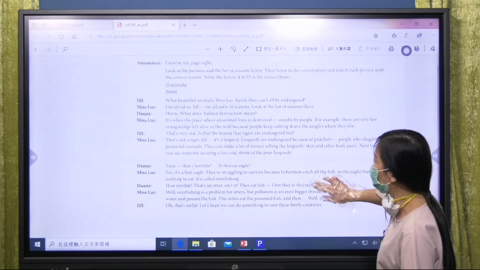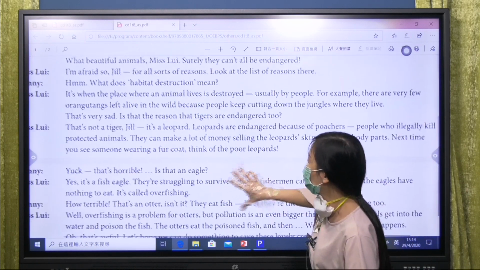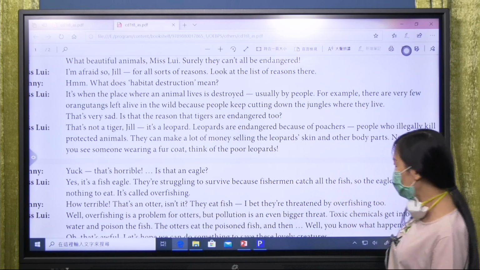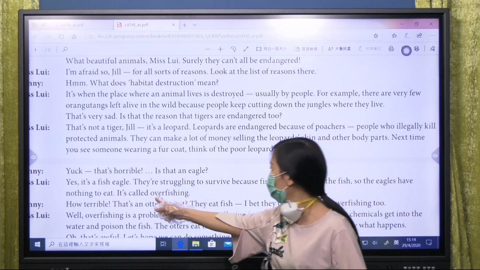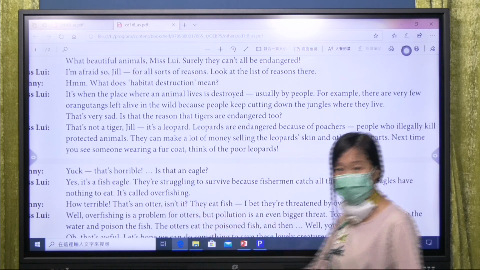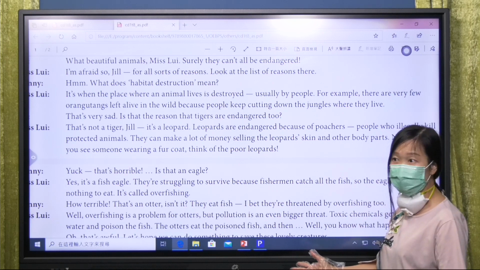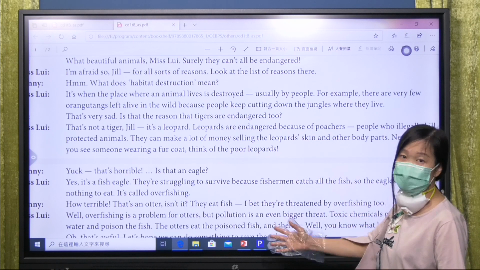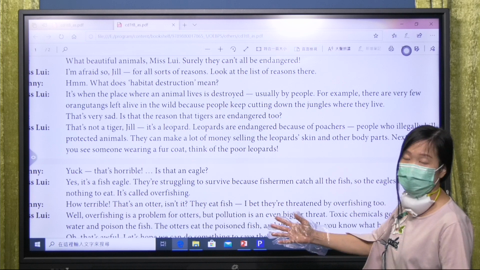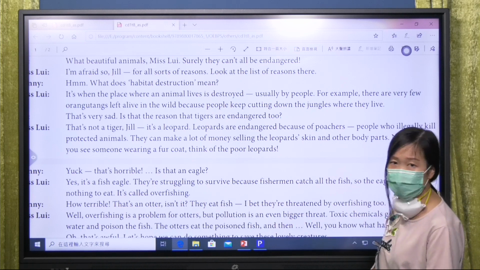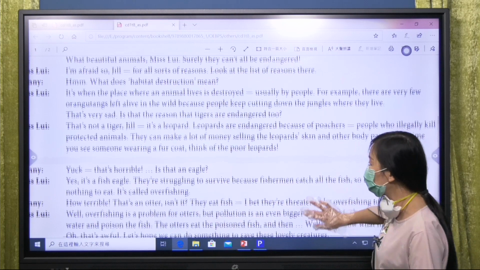And what about the eagle? Oh, the eagle. What happened to the eagle? Look at the word. Overfishing. Because of overfishing. What kind of eagle is it? It's a fish eagle. So the eagle eats the fish for survival, and when there is no more fish, they die. Overfishing for the eagle.